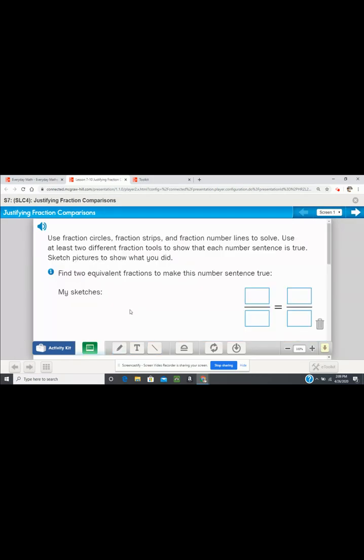On this next section, we get to pick our own fractions to compare. So let's go ahead and pick a random fraction. Let's start with 1/4.